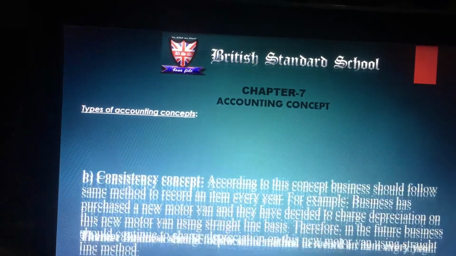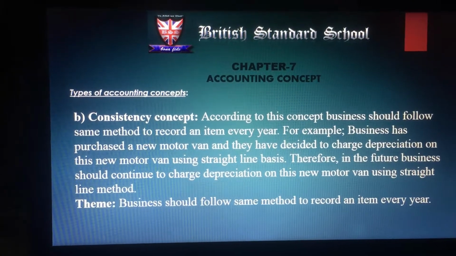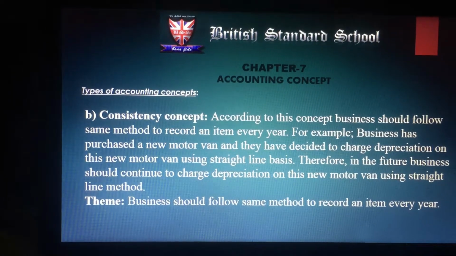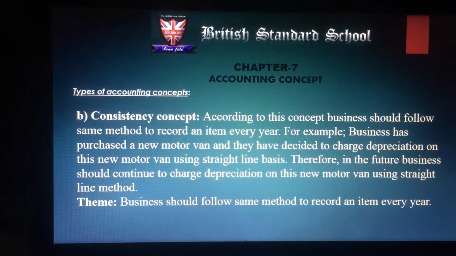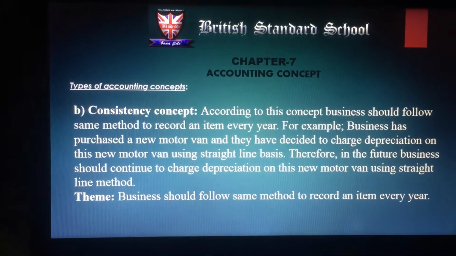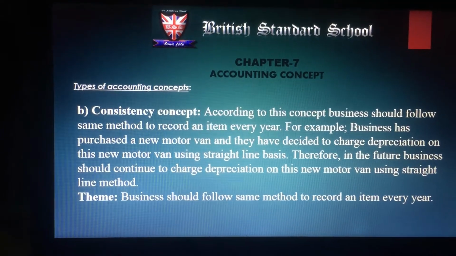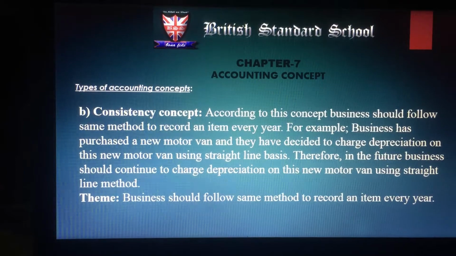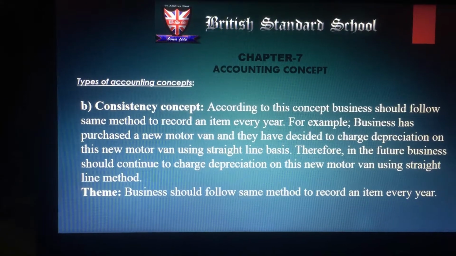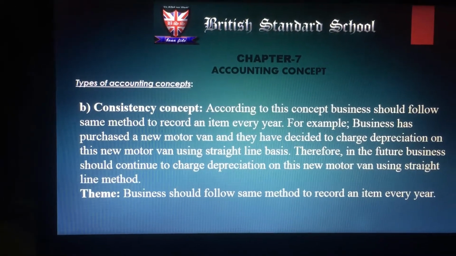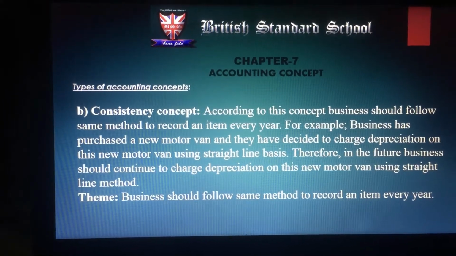Second point, consistency concept. According to this concept, a business should follow the same method to record an item every year. For example, you have purchased a motor van and you have decided to charge depreciation on it by using the straight line basis. But in the future, you cannot change your decision. You cannot say that I will charge depreciation by using the revaluation method. According to this concept it would be totally wrong. So you need to maintain one method to charge depreciation for a particular item.